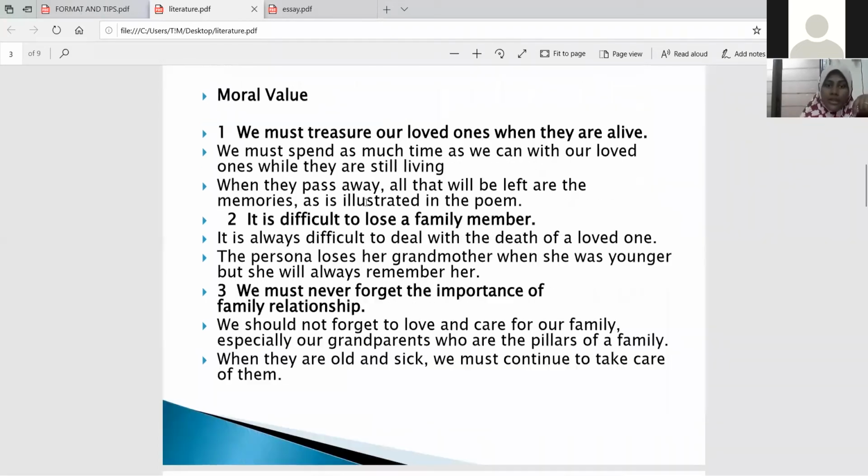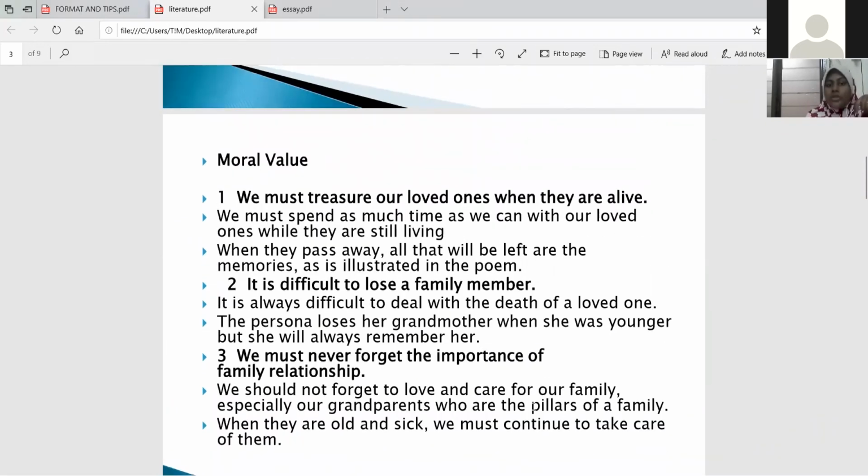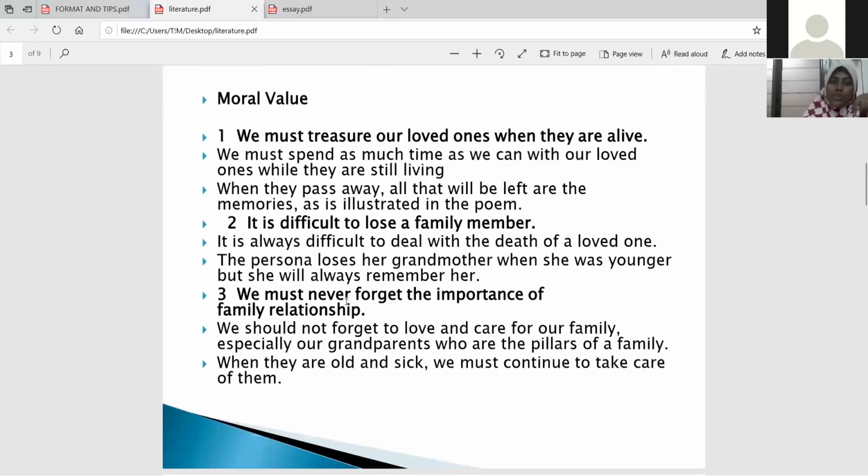So here, the whole moral value shows that it is very important for us to love someone when they're still alive, and then it's how you cope when you lose a family member, and we should not forget the importance of family relationships. Okay, so this is the moral value.